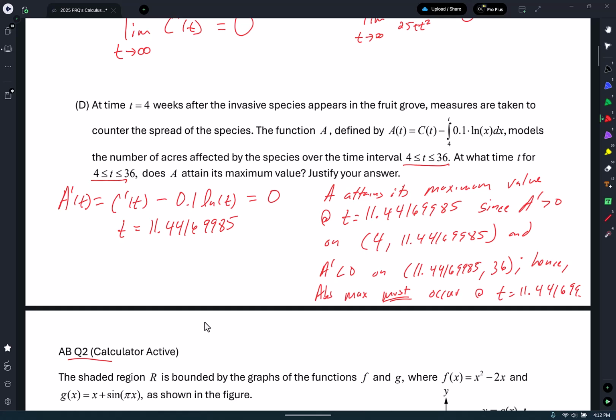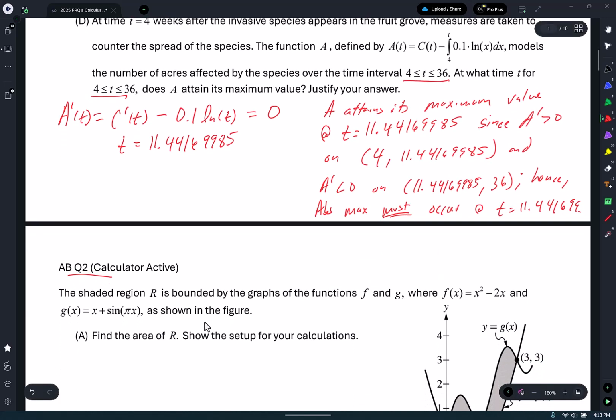Does it make sense? Okay, let me read it again just in case. A attains its maximum value at t equals 11.44169985, since a prime is positive on 4 to 11.44 and a prime is negative on 11.4416, hence absolute max must occur at t equals, yeah, perfect. We're saying that the derivative is positive between this specific interval, derivative is negative between this specific interval. I must have an absolute max right when that derivative changes from positive to negative. Are we good? Okay, are we happy? Okay, let's go to the next one.